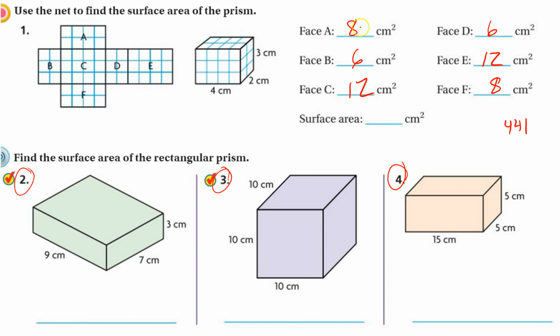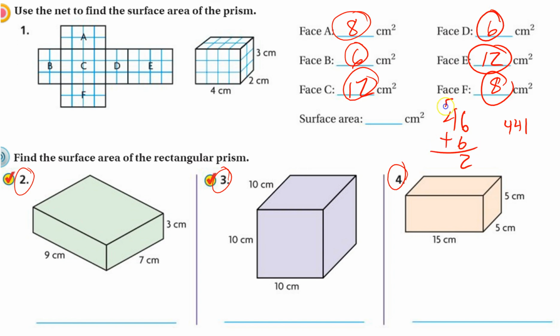So again, completely up to you. But I see 8 and 12 make 20. So I have this plus this is 20. So this plus this is another 20. So that's 40 plus 6 is 46. And then plus the last 6, that's going to give me 52. So 52 centimeters squared. And we can obviously count all these little boxes to double check ourselves. Okay. Next, find the surface area of the rectangular prism.